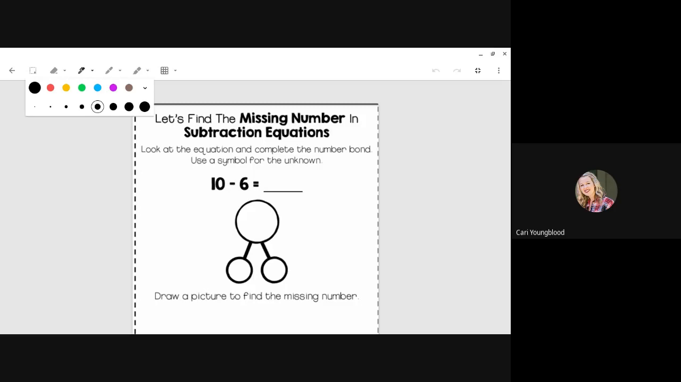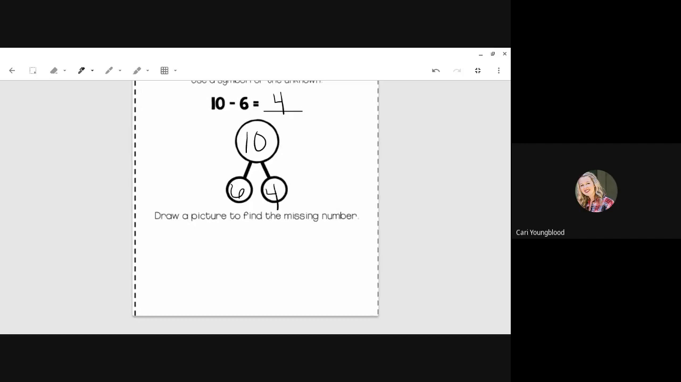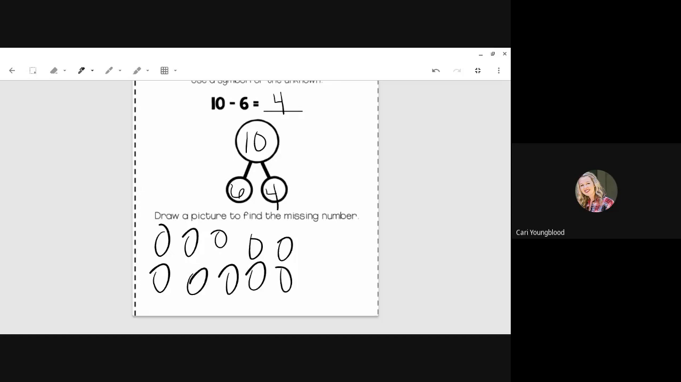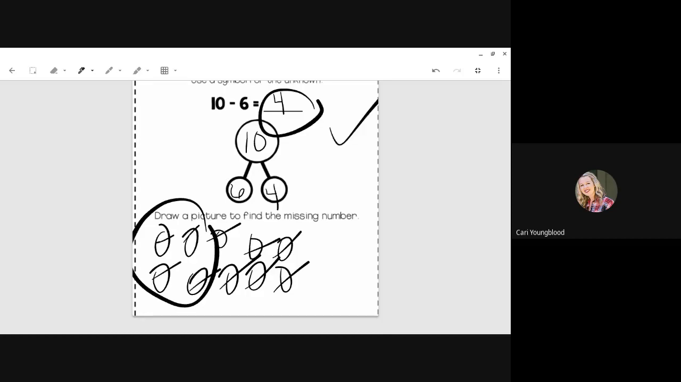And this is a friend of 10 number. So you guys should know this. What number do I need to put together with 6 to make 10? 6 plus what equals 10? 4. Very good. If you needed to draw a picture with that, you absolutely could. So let's do our 10. 1, 2, 3, 4, 5, 6, 7, 8, 9, 10. Take away 6. 1, 2, 3, 4, 5, 6. How many are left? 1, 2, 3, 4. And that's what we got, right?